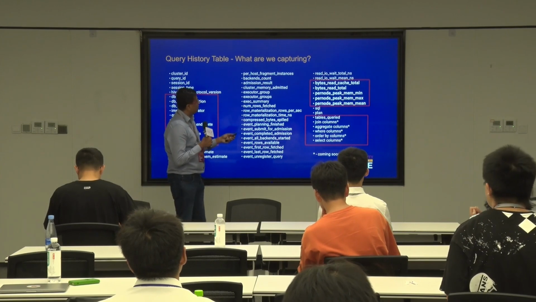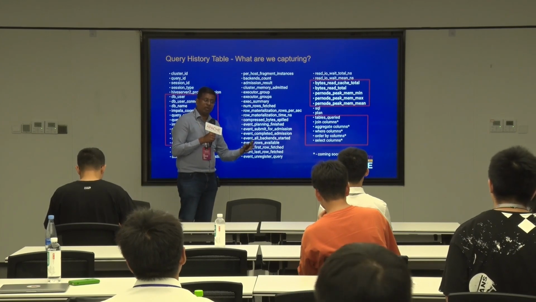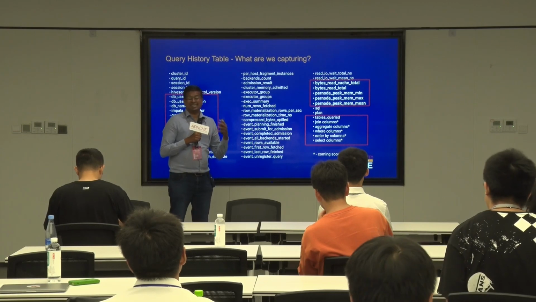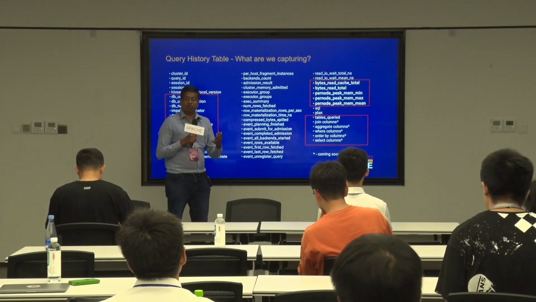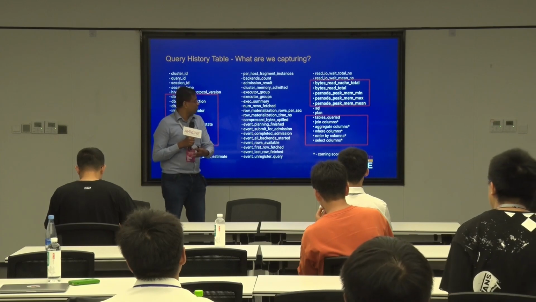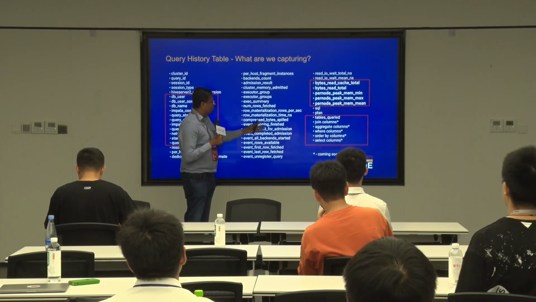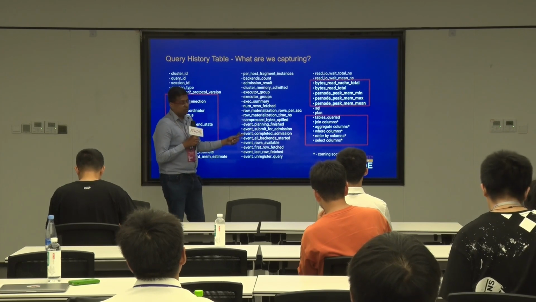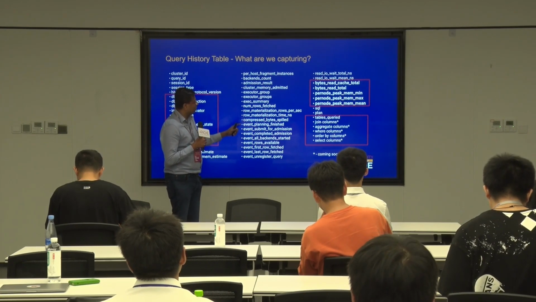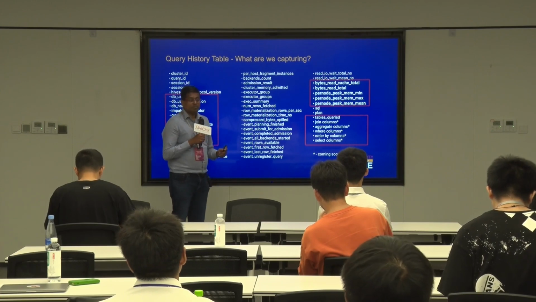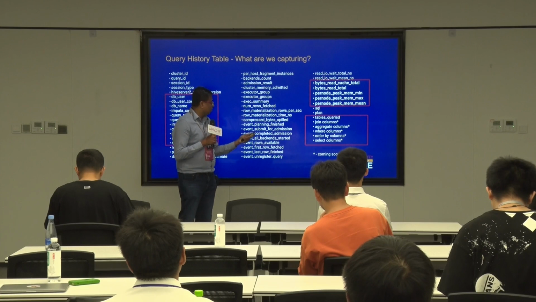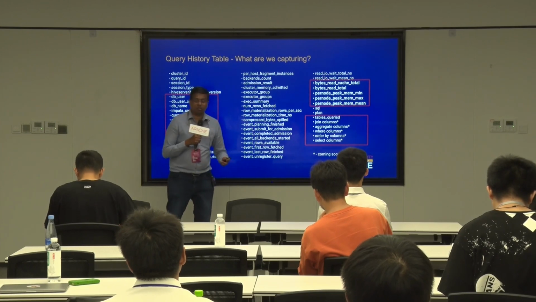Finally, we will also capture the memory estimates of that query. So what was the estimated memory for that query, and what is the actual memory of that query, and what tables were queried, what columns were joined on, what columns were aggregated on, what columns were used for predicate filtering, what were the order by columns and what were selected columns.